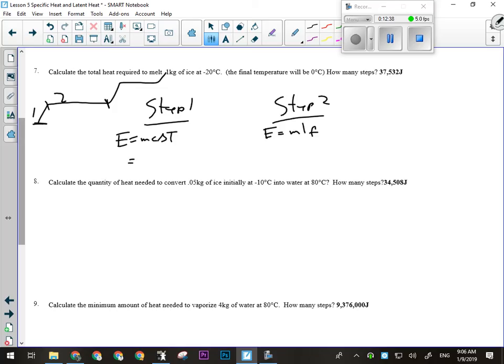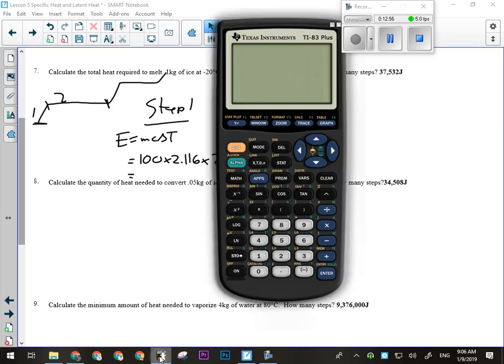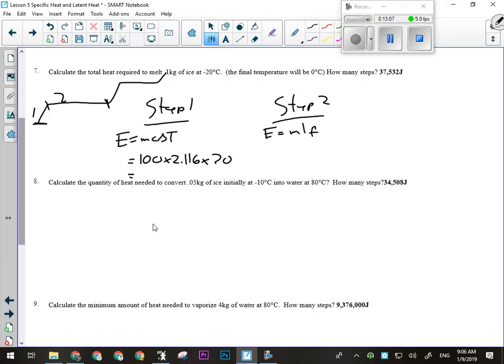Okay, so we're going to have 100 grams times 2.116, the specific heat capacity of ice. And I'm changing the temperature of the ice by how much? 20 degrees. I'm going from -20 to 0. So when we do that, 100 times 2.116 times 20 degrees is 4,232 joules. Then for E equals MLF, it's 100 grams times 333. We should be 33,000 joules.